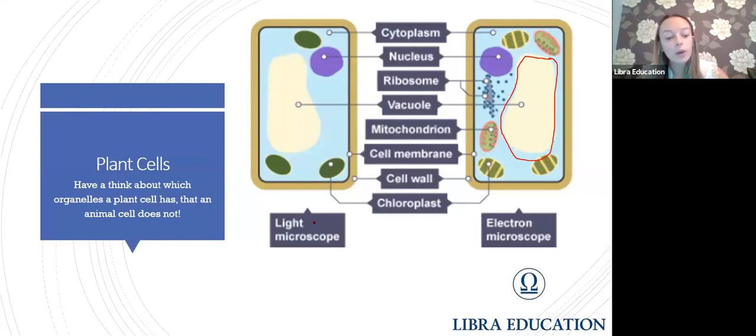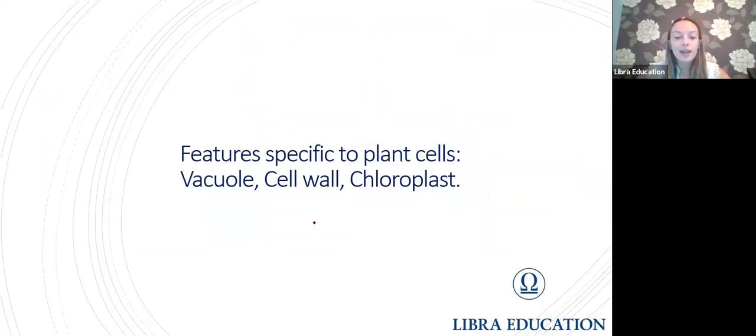So hopefully you've all got a good look at that. If not, I'm sure you get sent these at the end of the lesson, but alternatively, you can just search Google for a diagram of a plant cell, and it should come up with something very similar to this. As we've already mentioned, the organelles here that are specific to only plant cells are the vacuole, the cell wall, and the chloroplasts.